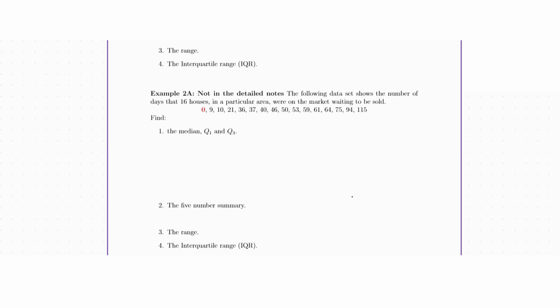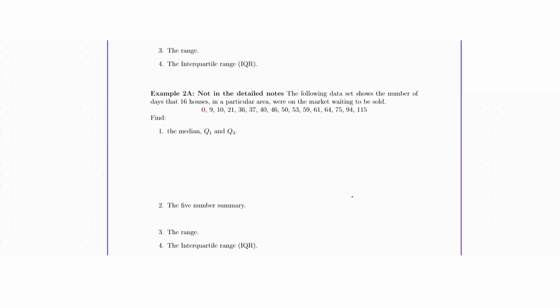Okay, so for the first one, the median is 48. For Q1, I got 28.5. And for Q3, I got 62.5. How did you do Q1? Q1, I got 28.5. Can you just tell me how? How did you get 28.5?